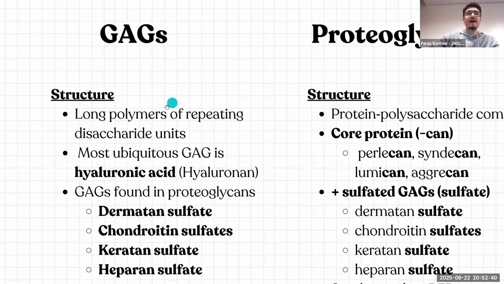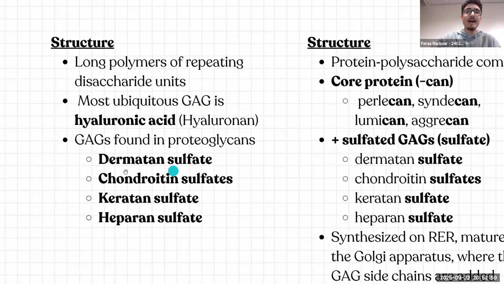Now we have a lot of different kinds of GAGs. The most common and ubiquitous GAG, found in almost all cells, is hyaluronic acid, hyaluronan. And you guys should memorize this. You guys should know this. GAGs also make up proteoglycans. So we have these four GAGs right here: dermatan sulfate, chondroitin sulfate, keratan sulfate, heparan sulfate.